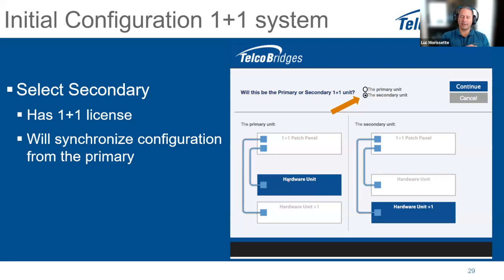Now, when you configure a second unit, that's it for the primary, right? That's all you have to do. Everything else is configured automatically. Then for the secondary unit, you will just need to specify I am the secondary.